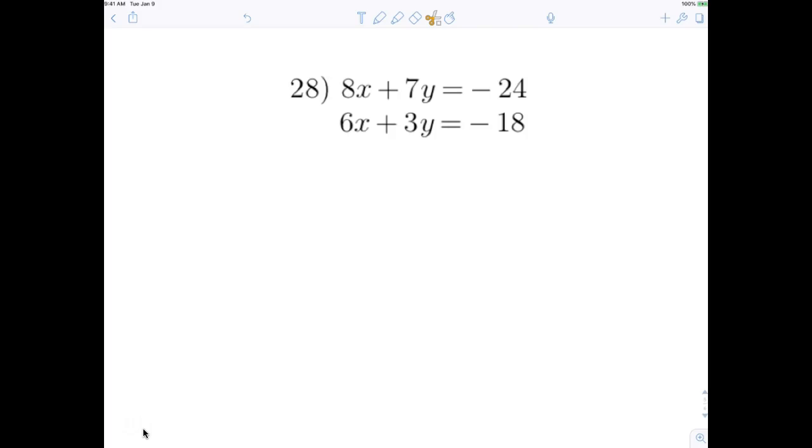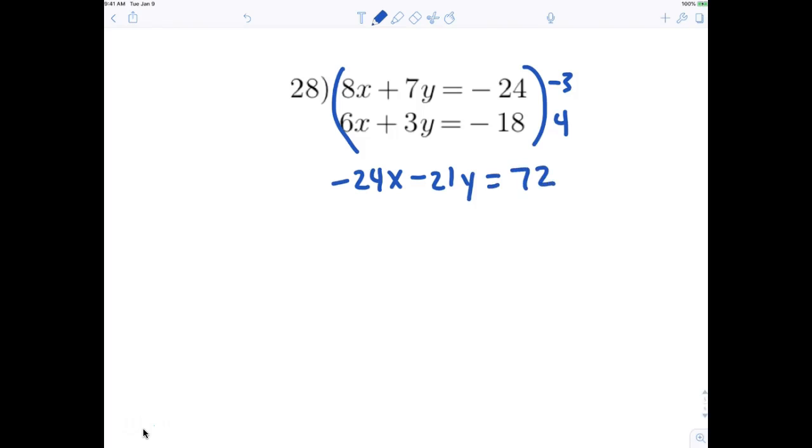All right, here we go. Now, let's go ahead and do negative 3 and positive 4. And then the x's will cancel. So here we go. Negative 24x minus, equals what? 72. Positive 72. Wow. Multiply by 4. 24x plus 12y equals negative 72. You don't need a calculator for that.